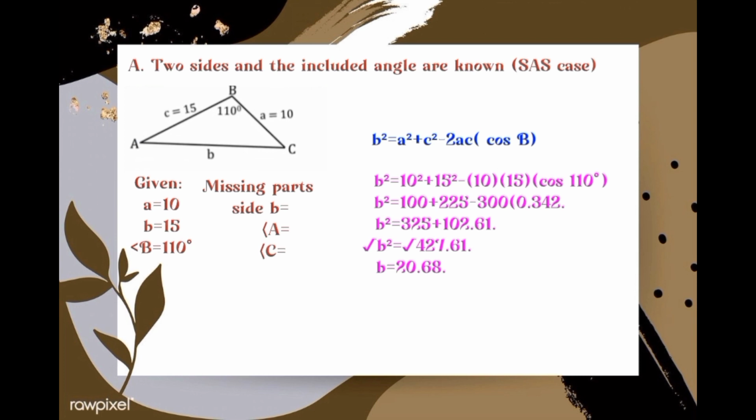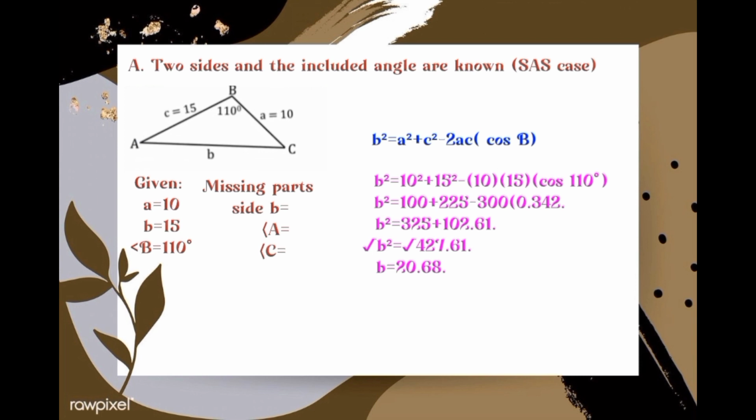After that, we need to get the value of 10 squared, which is 100, 15 squared, which is 225, and the product of 2 times 10 times 15 is 300, and the value of cos 110 degrees is negative 0.342. Next, we need to add 100 plus 225, which is 325. Then the product of 300 times negative 0.342 is negative 102.61. Then we need to add 325 plus 102.61.